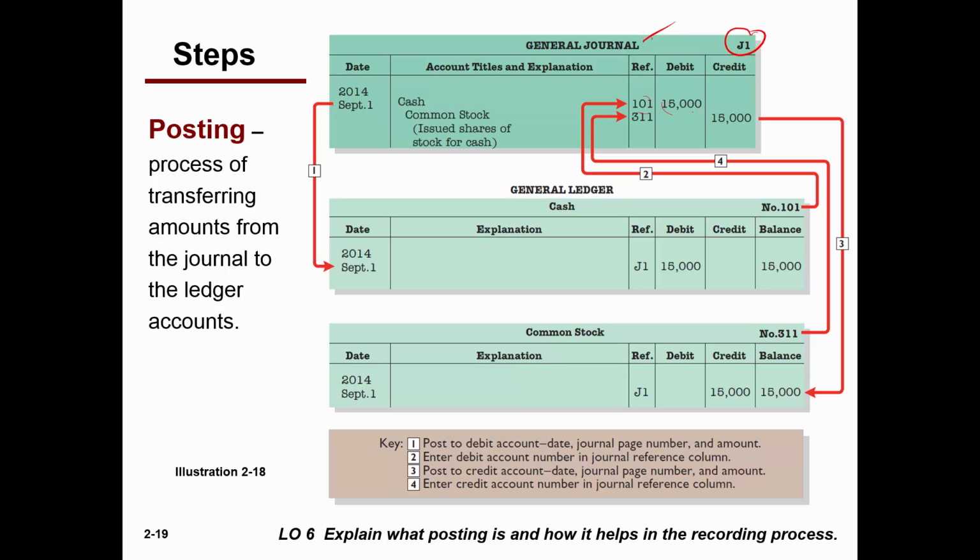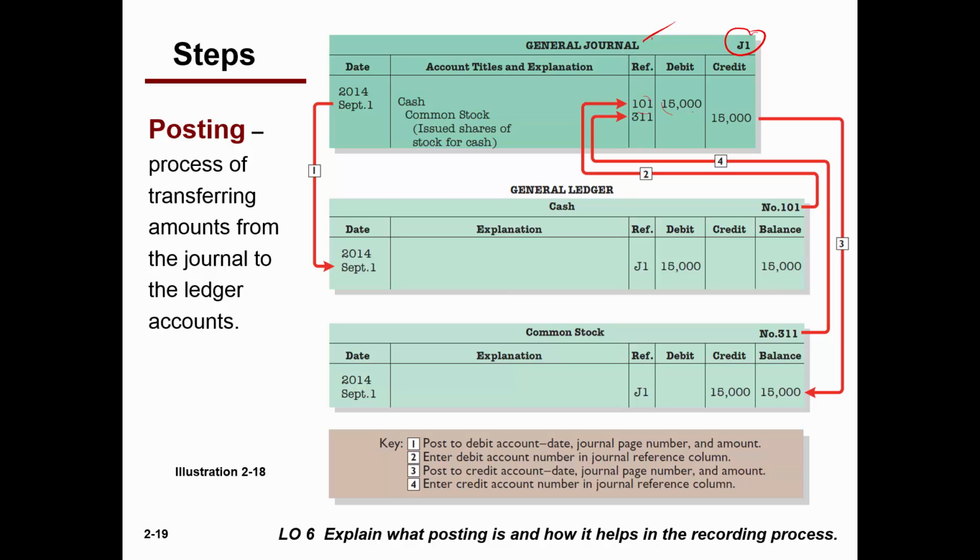Whenever you see a reference number here, that means this number has already been posted into the ledger. So you don't double post it again to show you have too much cash, right? Also, if you see this empty, that means that number hasn't yet been posted or updated into the ledger.